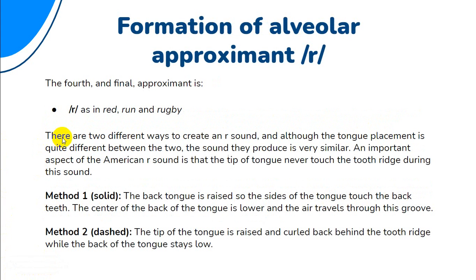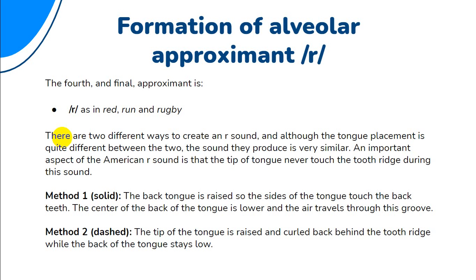Formation of alveolar approximant R. The fourth and final approximant is R, as in red, run, and rugby. There are two different ways to create an R sound, and although the tongue placement is quite different between the two, the sound they produce is very similar. An important aspect of the American R sound is that the tip of the tongue never touches the tooth ridge during the sound.